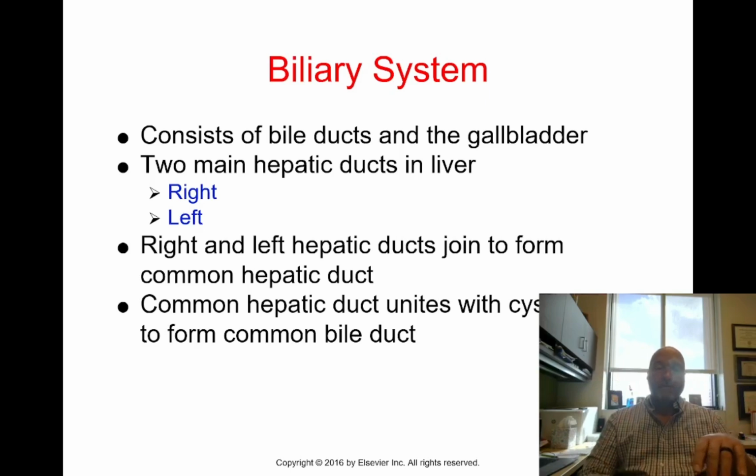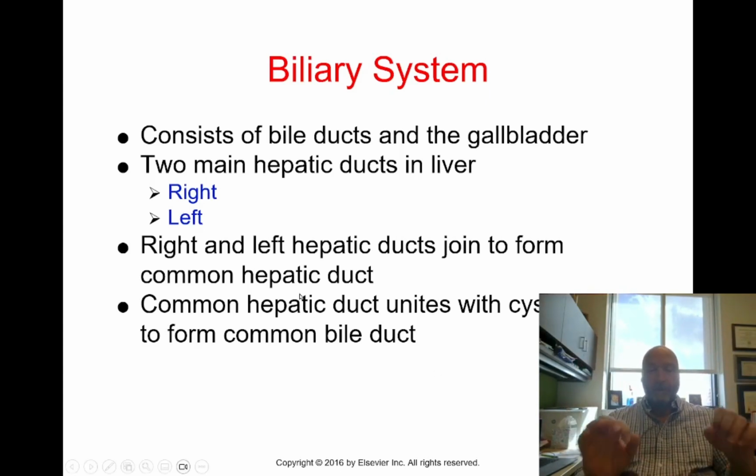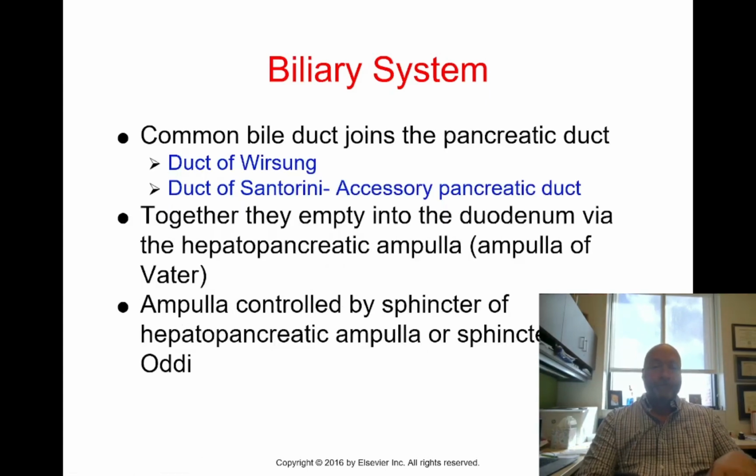Those two join together to create what we refer to as the common hepatic duct. So they kind of join together like that. And then that one big duct joins together with the duct that comes out of the gallbladder, and we refer to that as the cystic duct. And that gives us what we call the common bile duct. It's a duct that's common to all the secretion of bile from the left lobe and the right lobe, and also from the gallbladder as well.